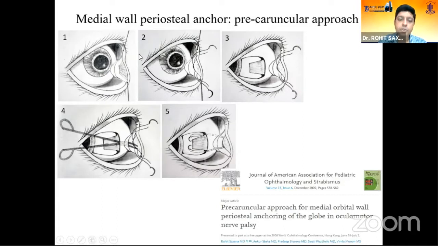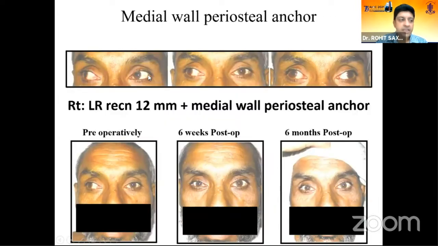So the medial periosteal anchor, I prefer to use the precaruncular approach because I don't like to go through a lot of skin surgeries and all. But it's a very fast approach. You immediately get to access the medial periosteum, and then the rest of the procedure is similar, like a medial rectus exposure from a limbal opening, and you can pass the sutures, make a tunnel through, and pass sutures from there.